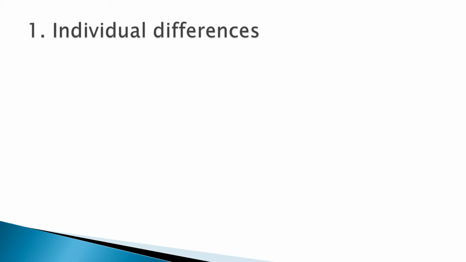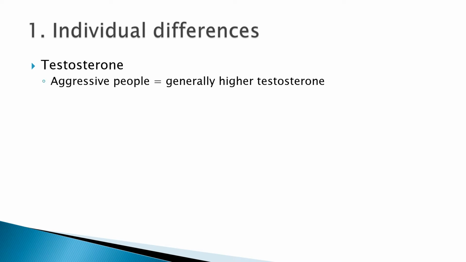So when we think about individual differences in aggressive behavior, there's a couple of different things that we can focus on. First of all is the presence of testosterone. Aggressivity is typically associated with higher levels of testosterone. Now keep in mind testosterone is present in both people who are biologically male and people who are biologically female, but people who are biologically male tend to have more testosterone in their system.